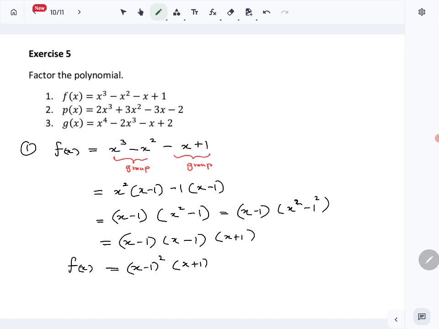Why is factored form important? Because using the factored form, you can find the zeros. So what are the zeros of this polynomial? Zeros are 1 and minus 1. From this factor you get x equals 1. From this one you get x equals minus 1. So it is important to know how to factor a polynomial completely. So this is one method where you can use grouping. Right, now let's look at the second one.